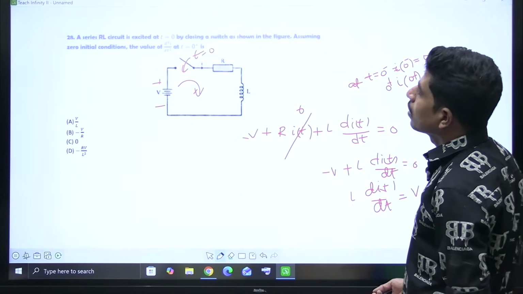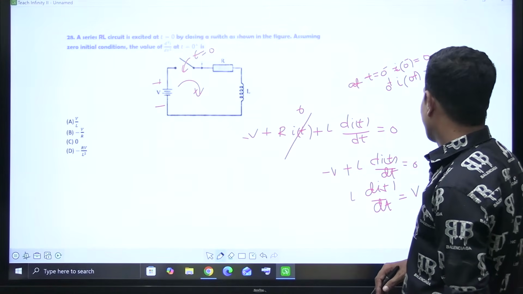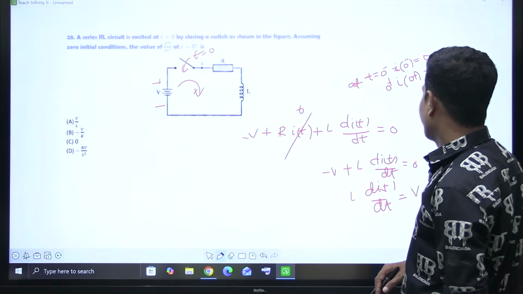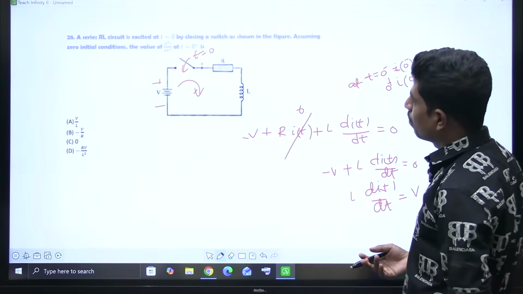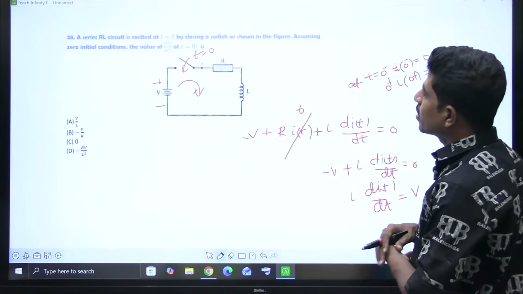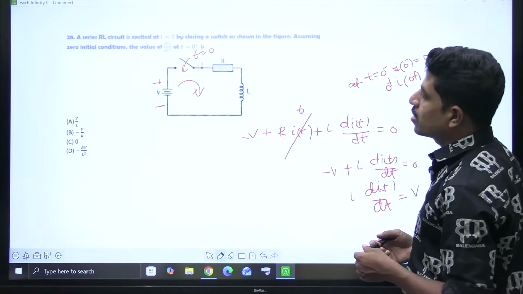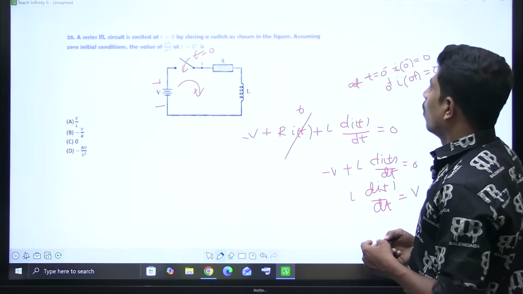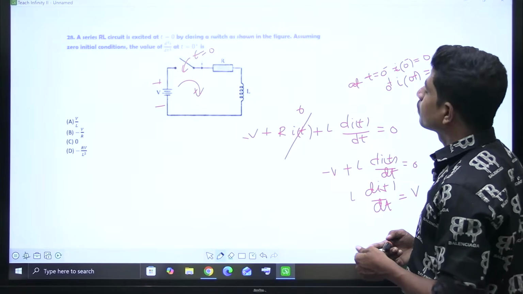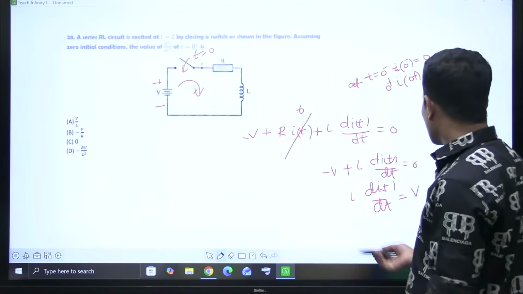Assuming 0 initial condition at t is equal to 0 plus, he is asking. A series RL circuit is excited at t is equal to 0 by closing the switch as shown in the figure. Okay, the switch is closed at t is equal to 0. Assuming 0 initial condition, the initial current is 0. That is also fine. d square I by dt square.